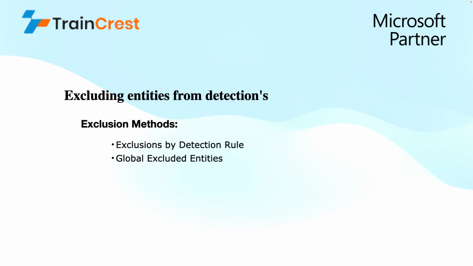There are some methods that we can use for excluding such entities, such as users, devices, IP addresses, or domains. They might be for testing use. You know that there might be some incidents or alerts from these entities, so we can exclude them. There are two exclusion methods: exclusions by detection rules and global excluded entities. So these are the two methods.